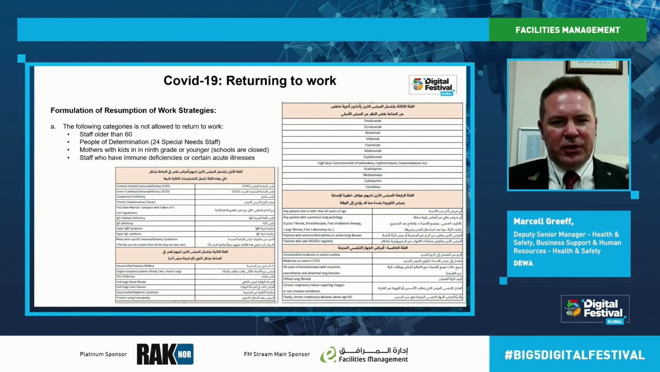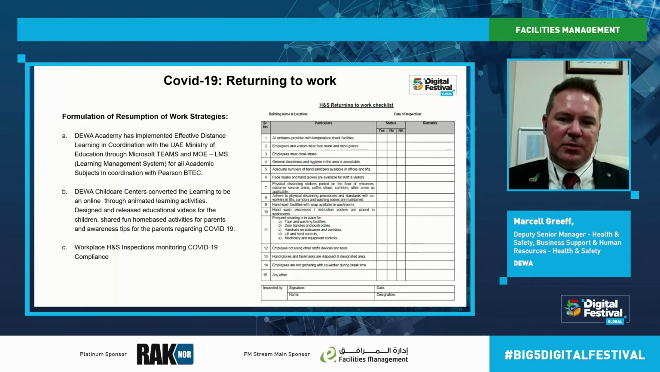I've mentioned the list of people that are excluded from returning to work. For DEWA's circumstances, any person that is older than 60 is allowed to work from a distance. Any people of determination, at the moment there are 24 special needs staff at DEWA. Mothers with kids in the 9th grade or younger, because the schools are closed, are allowed to work from home. And staff who have any immune deficiencies or certain acute illnesses as listed on the screen there. These people also are allowed to work from home or work from a distance.